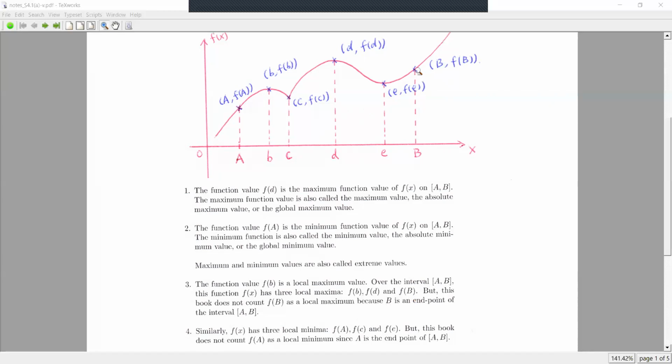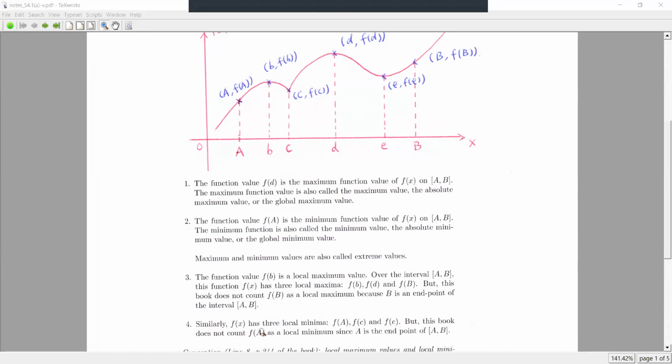Because bb is an endpoint, the book doesn't count f of bb as a local maximum because bb is an endpoint of the interval. This is a convention. This book doesn't count local maximum or local minimum at endpoints.